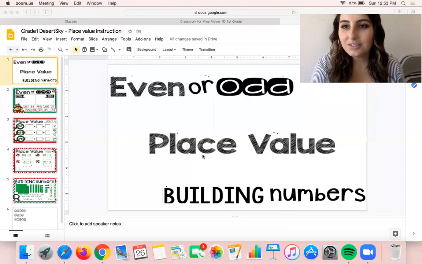Hi, boys and girls. So for our lesson today, we're going to be talking about even and odd numbers, place value, and how to build numbers using base 10 blocks.